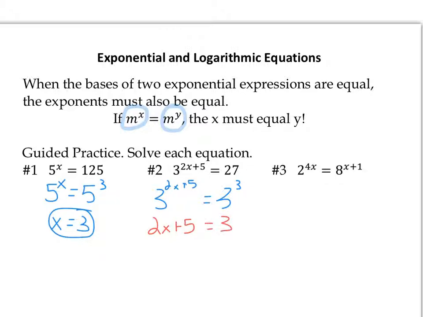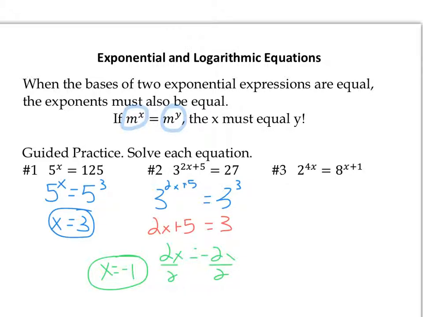Okay, so now we can solve that equation. We subtract 5 from both sides. We get 2x equals negative 2. And then we divide both sides by 2. And so we have x equals negative 1. And you could plug it back in, just like you would any other time. If we take negative 1 and plug it back in here, 2 times negative 1 is negative 2, plus 5 would be 3. So we'd have 3 to the third power equals 27, and that is true, it does work, and so we would know that we solved it correctly.